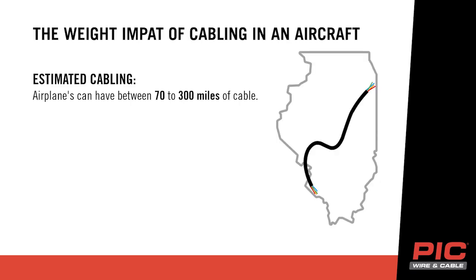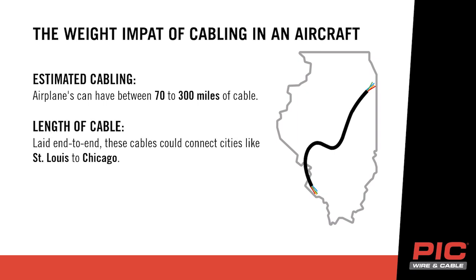Conventional aircraft can contain between 70 and 300 miles of cable, depending on the model. For instance, the Airbus A380 has about 328 miles of cable, while a Boeing 787 contains around 60 miles. This means that if all of the cable from a wide-body passenger jet were laid end-to-end, it could connect cities like St. Louis to Chicago or London to Amsterdam.